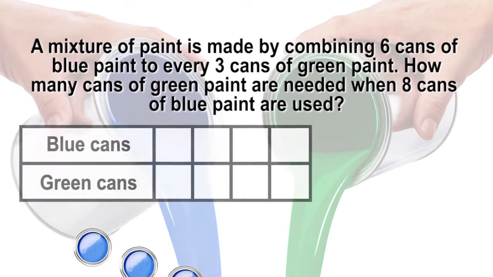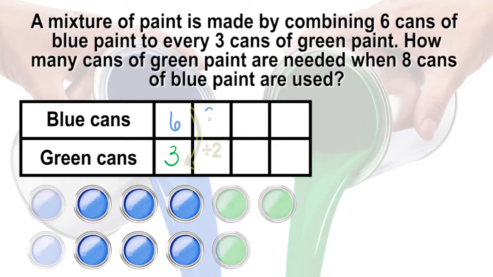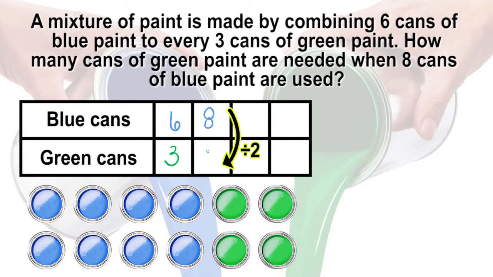One way to find the number of green paint cans is to look at the relationship of the 6 cans of blue paint to the 3 cans of green. What do we notice about the number of blue and green cans of paint? The number of 3 green cans is equal to half of the number of 6 blue cans. 6 divided by 2 is 3. Now look at the 8 cans of blue paint. 8 divided by 2, or half of 8, is 4, so we can determine that we will need 4 cans of green paint.